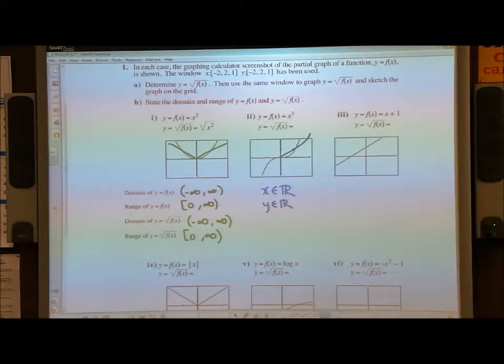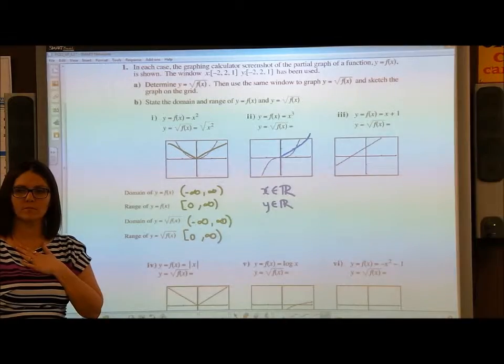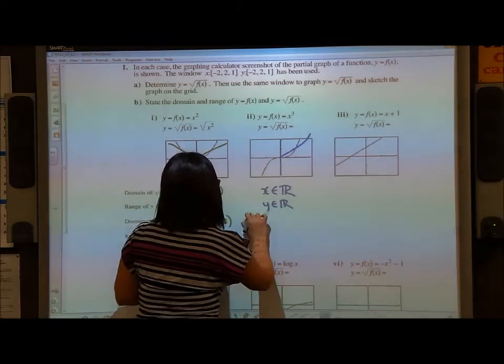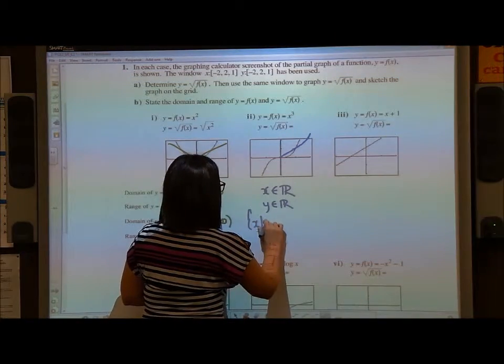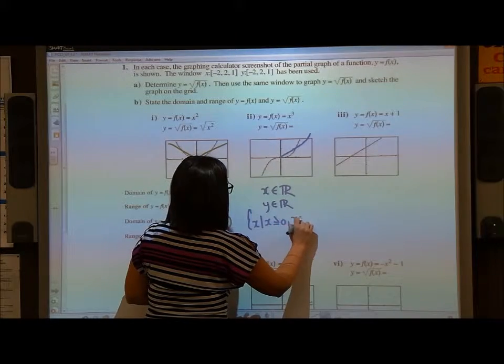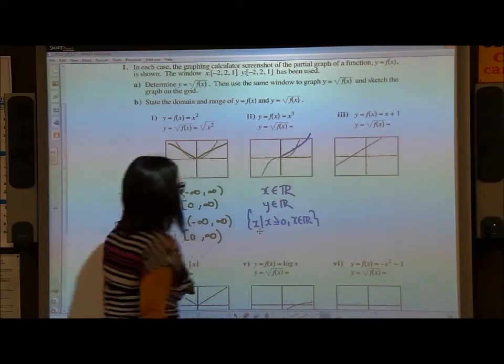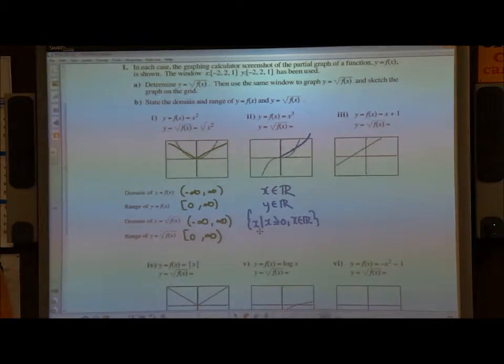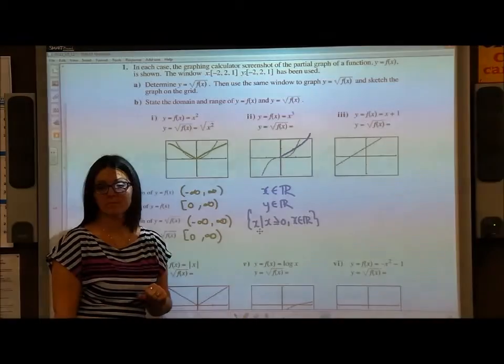So what is my domain of this graph? What are my possible x values? X has to be greater than or equal to 0. And what about my range? What are my possible y values?